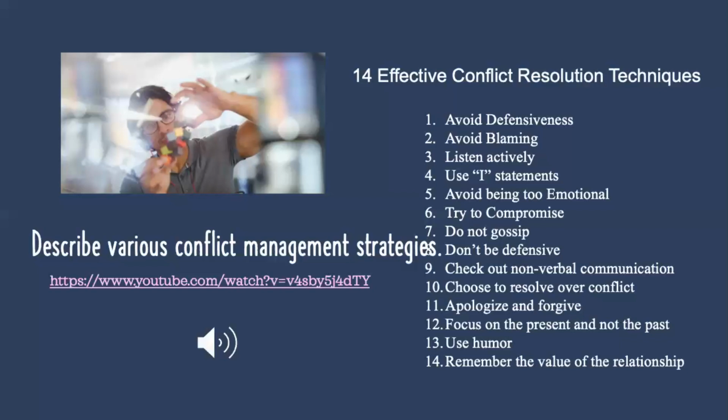Number 9, check out nonverbal communication. We went over the effects of nonverbal last week, and there's so many different elements to realizing what's going on within that nonverbal communication. Also, choose to resolve over conflict, okay? Go into the situation looking to resolve it, not to extend the conflict. Apologize and forgive quickly. Focus on the present and do not focus on the past.